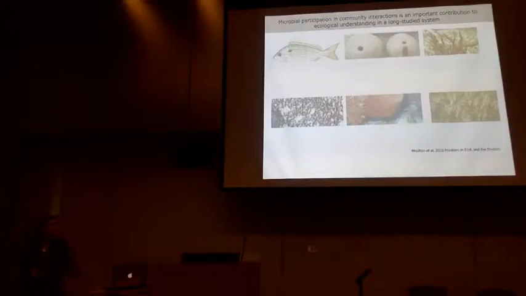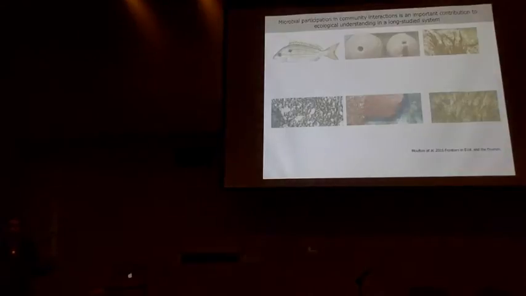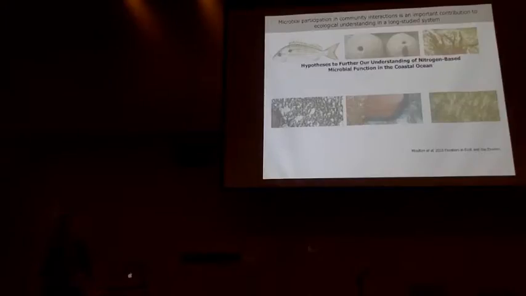And so let's come back to the review paper, because I think this is a really nice way to come back and think about this project in a bigger context. As part of this effort, we spent a lot of time thinking about microbial participation and community interactions as a really important contribution to ecological understanding of a lot of these long-studied coastal systems. And as part of this paper, we put forward a series of hypotheses that could push forward our understanding of microbial function in the coastal ocean, where nitrogen is typically a limiting resource.